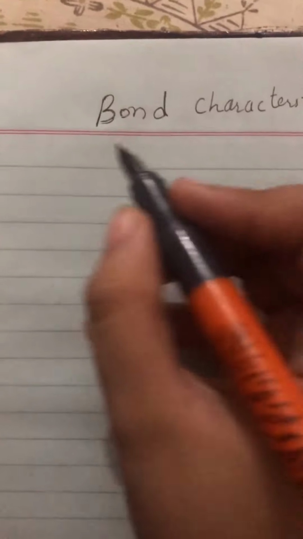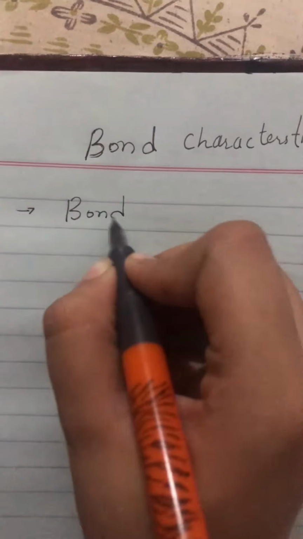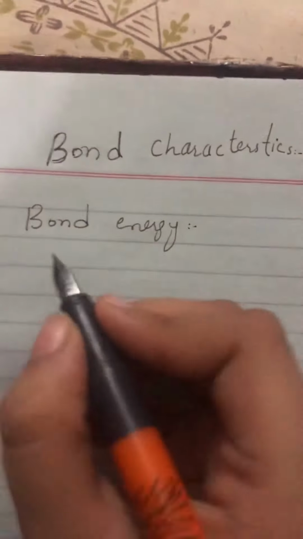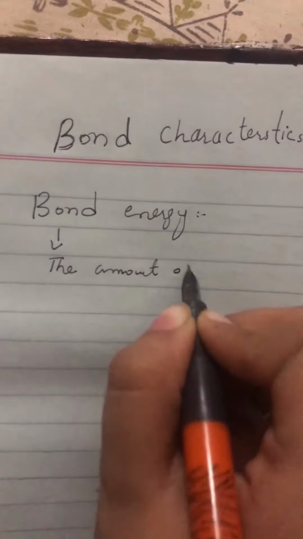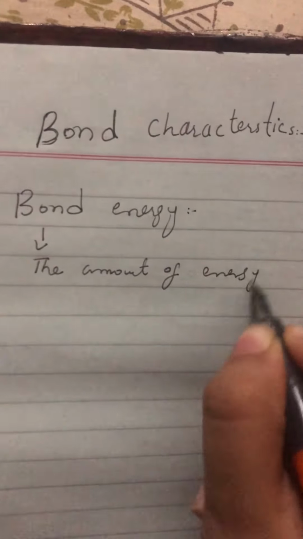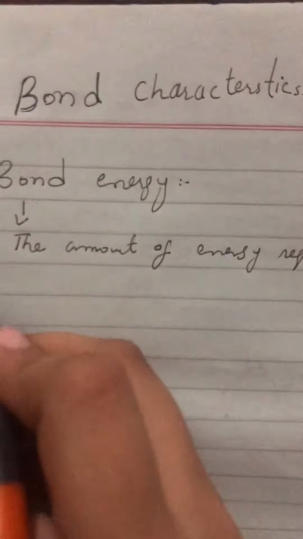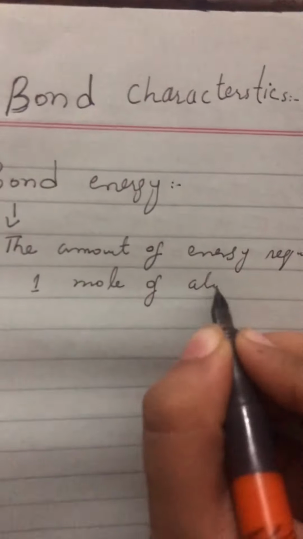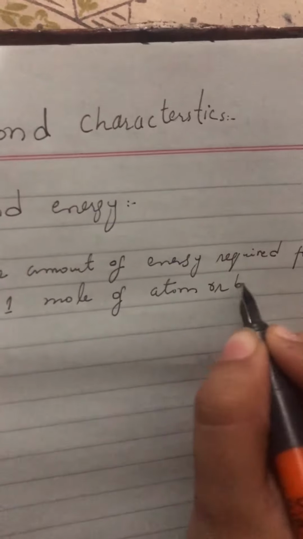The topic is bond characteristics. In bond characteristics, first we have bond energy. Now what is bond energy? The amount of energy required for 1 mole of the atom or the bond, that is called the bond energy.